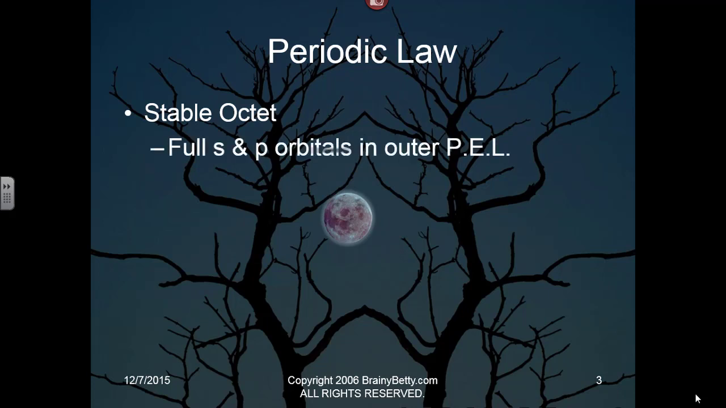So a stable octet is where you have a full s orbital and a full p orbital in the outermost principal energy level. And if you count the electrons that you can put in an s, which is 2, the electrons you can put in a p, which is 6, 2 plus 6 is 8. When the s and p orbitals in the outermost energy level are full, then that element has a stable octet. 8 electrons in the outermost principal energy level makes that element be as stable as it can be.